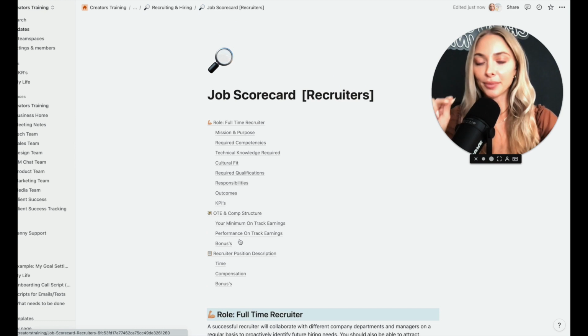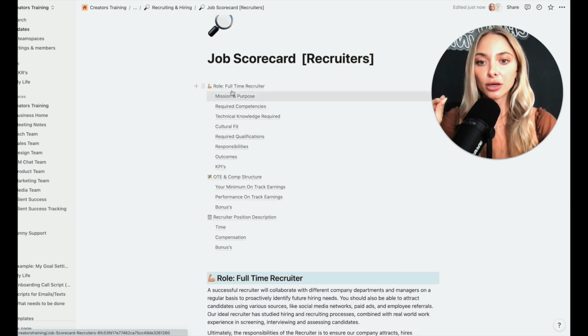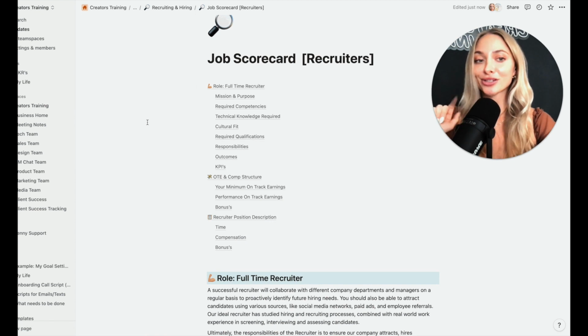So I'm going to scroll back up here so you can actually take a screenshot of this right now, so you have a little outline on what you need to put in your next job scorecard.